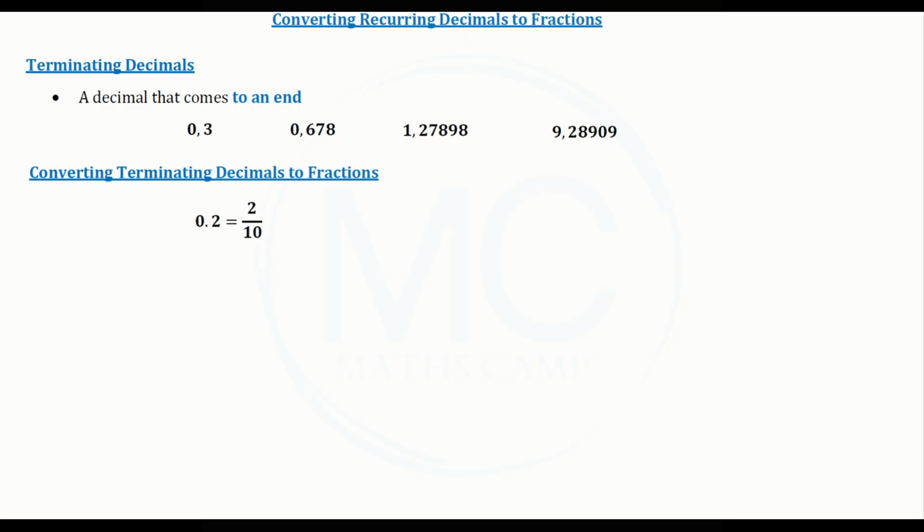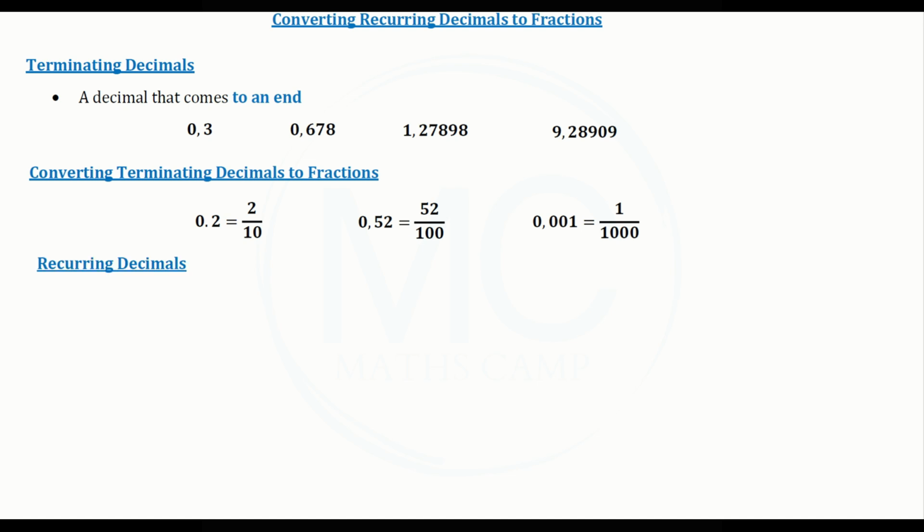So we can say 0,3 or 0,678. What about 1,27898 or even 9,28909? These are all terminating decimals. In previous grades, we have already learned how to convert terminating decimals to fractions. We should know that 0,2 is equal to 2 over 10, 0,52 is equal to 52 over 100, and that 0,001 is equal to 1 over 1000.